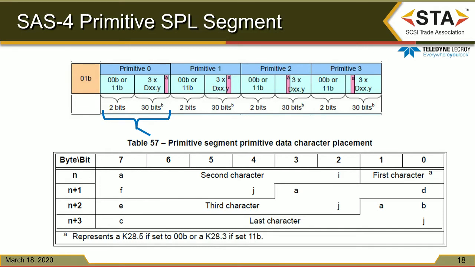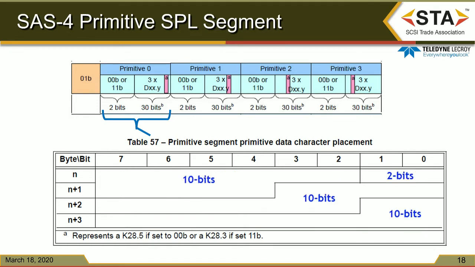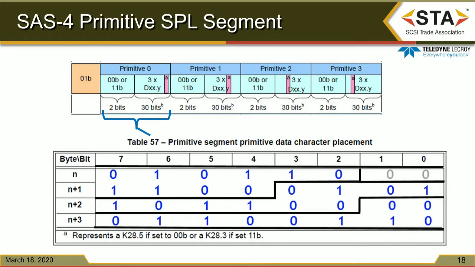They don't use the K28.5 symbol as the first character now. Instead of your normal comma character, they use just 2 bits, which they refer to as a reduced control character. They take the remaining 3 bytes of that primitive and convert them to 10-bit patterns and place them in the second, third, and fourth position. So still 32 bits total. They do this for all 4 primitives in the segment.